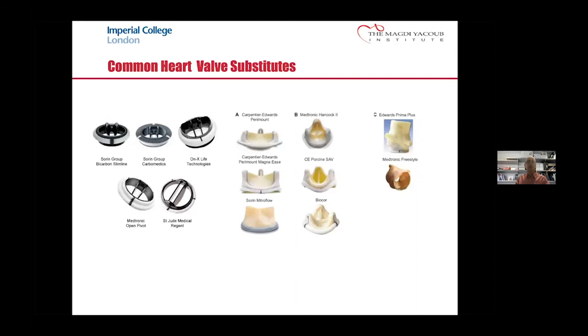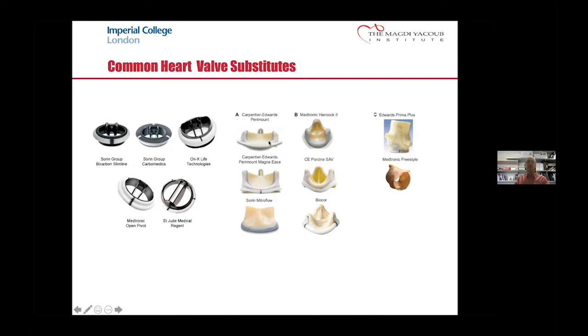So the current heart valve substitutes that are in use and on the market fall into 3 main categories. The mechanical metal valves, which would last you a lifetime, no doubt about that, except you then have to take blood thinners for the rest of your life. And that then comes with a certain amount of inconvenience, but also a certain amount of risk from thromboembolic events and risks of bleeding.